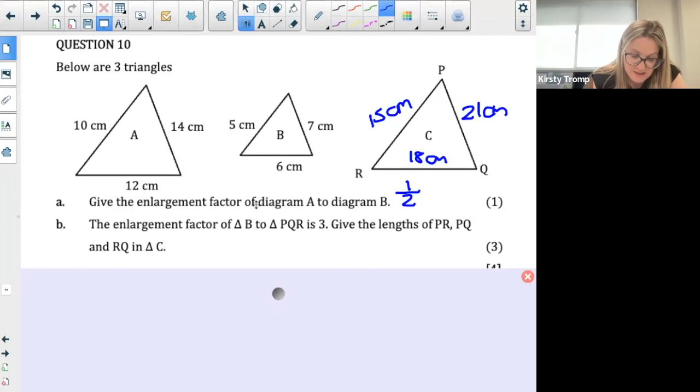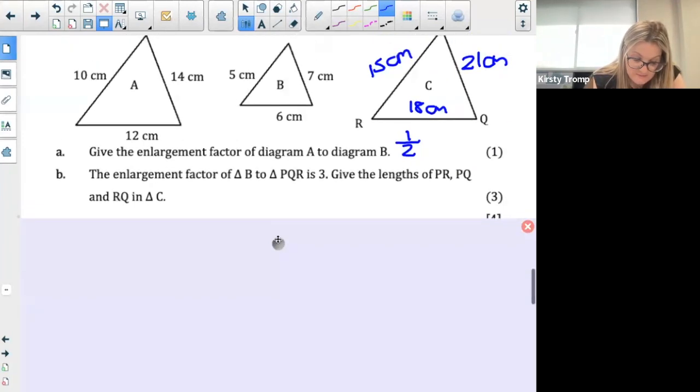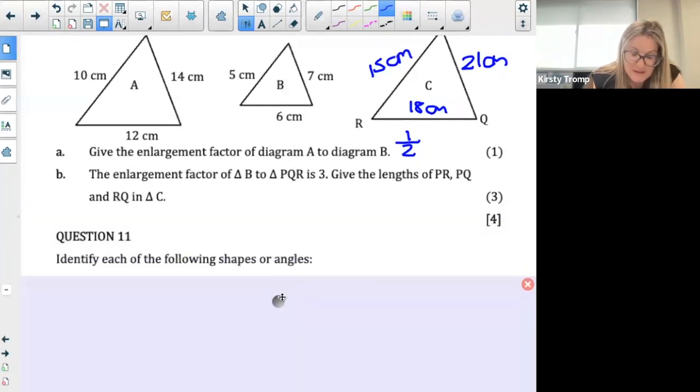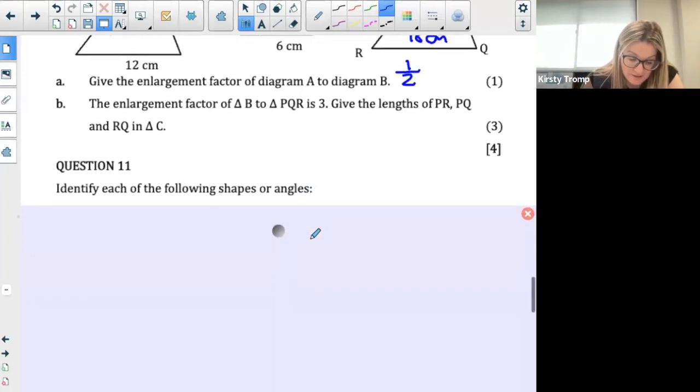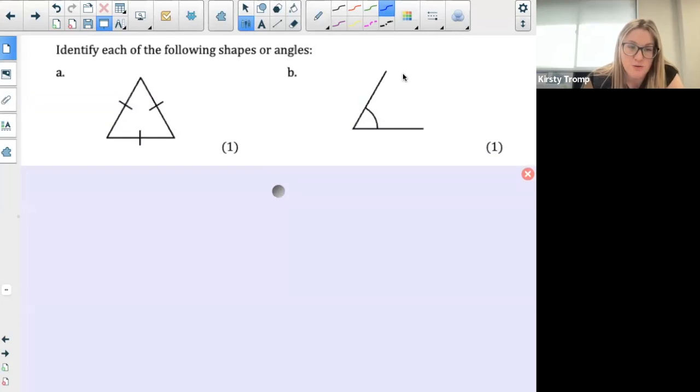All right. Mulalo is completely right. What did we do? We times each side by 3. My next question, we're going to identify the following shapes or angles. Okay, let's start with these first 2. So you're going to identify whether it's a shape or whether it's an angle here.